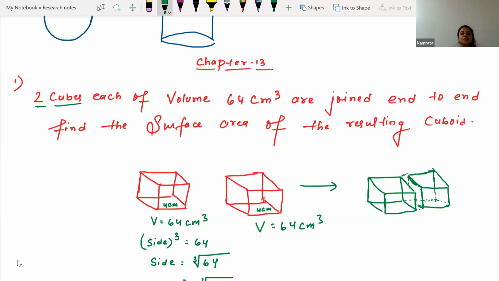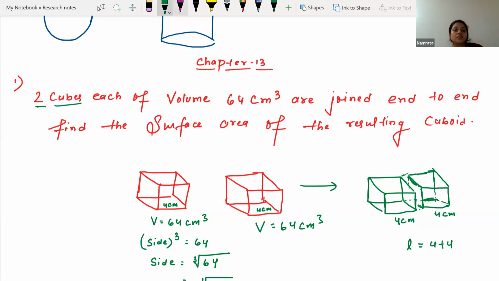Can you see we are trying to join both the cubes? Yes. Okay. So here the side was 4 centimeter. Here also the side is 4 centimeter. So now it will look like a cuboid, where the length of the cuboid we can easily say is 4 centimeter plus 4. Now, what about breadth and height? Because it's a cuboid, it will have length, breadth, and height.